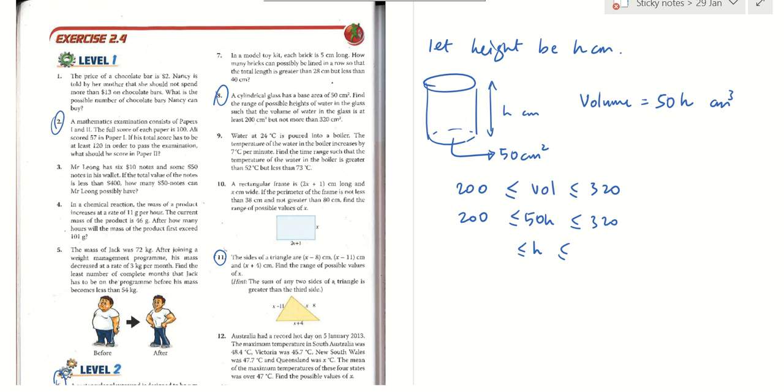So 200 divided by 50, we get 4. The height will be in terms of centimeters. So now we know that the lowest possible height is 4 centimeters. And 320 divided by 50, we get 6.4. Okay, now to answer the question, find the range of possible heights. Let's replace the h back with height. 4 cm to 6.4 cm. Now next question, 11.